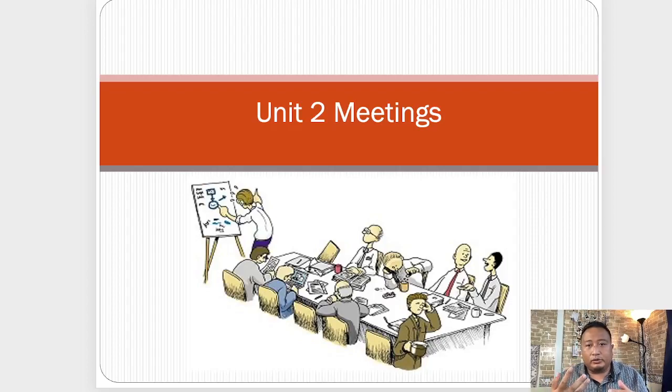This is slide number 2 for today's topic, meetings. All right, in the previous slide I already explained the types of meeting. We have formal, and we do have informal as well. So for this one, I will go into details on what a meeting looks like.